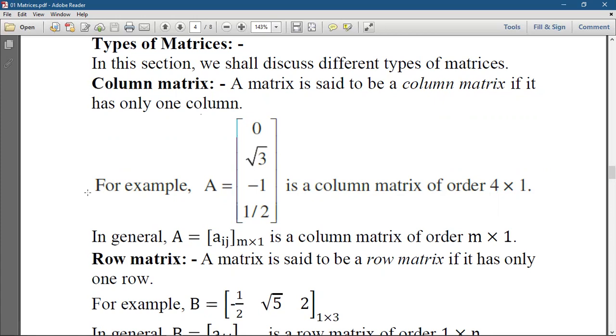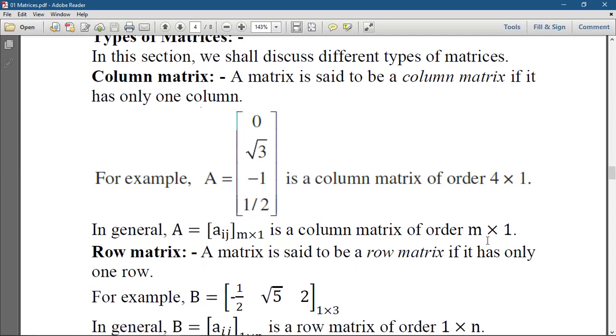The first one is the column matrix. That means the matrix which contains only one column is said to be a column matrix. For example, A equals 0, root 3, minus 1, 2 is a column matrix of order 4 by 1. In general, A equals Aij of order m into 1, that means j must be 1. It is a column matrix of order m by 1.